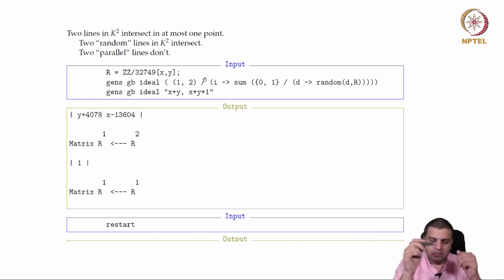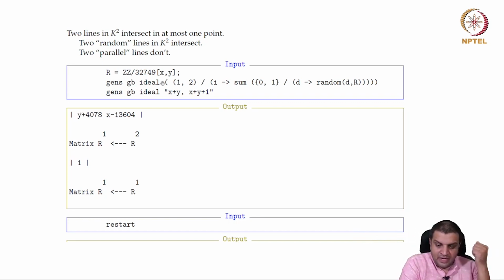Then we ask it to simplify the expression. So the GB ideal says that ideal has a solution: y plus 4078 is 0 and x minus this number is 0. In other words, (13604, 4078) is a solution to this equation. So these two randomly generated lines do meet. Just an example.